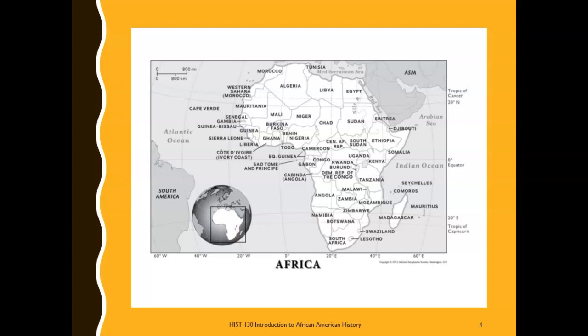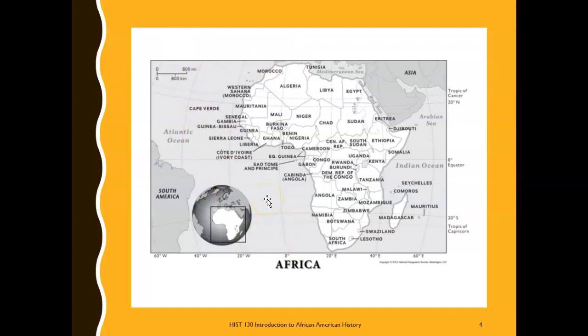This map shows us the location of Africa vis-a-vis the bodies of water. First, in the east, over here you have the Indian Ocean as well as the Red Sea. That's this small body of water. In the north you have the Mediterranean Sea, and in the west you have the Atlantic Ocean.